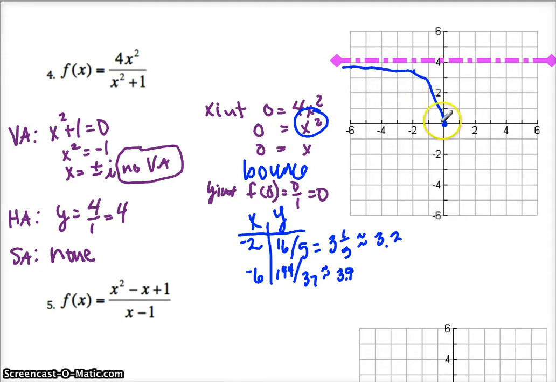So this section of the graph, as we move further and further to the left, we will move closer and closer to our horizontal asymptote. We already know that we will bounce here, so the right-hand side will bounce.